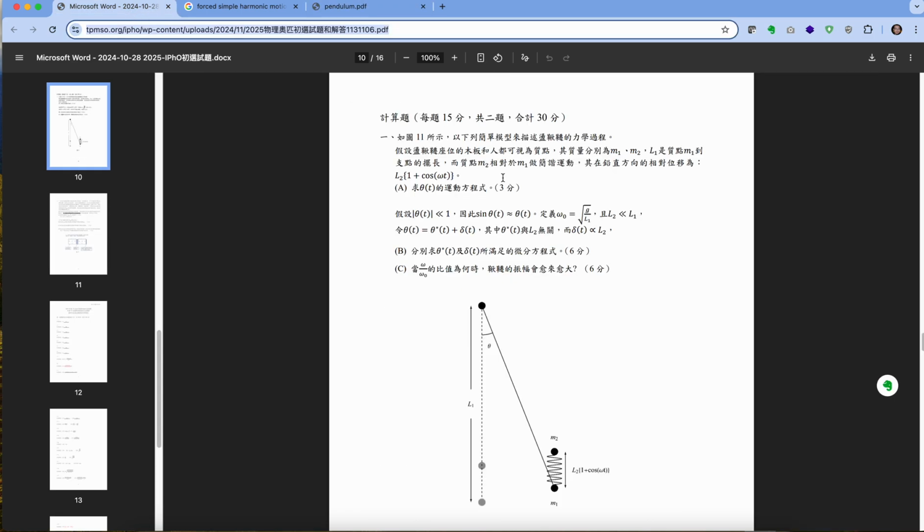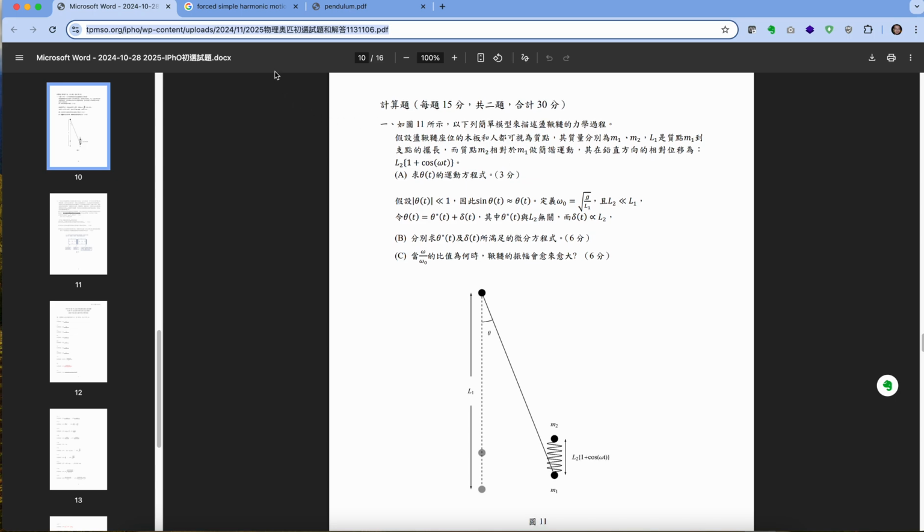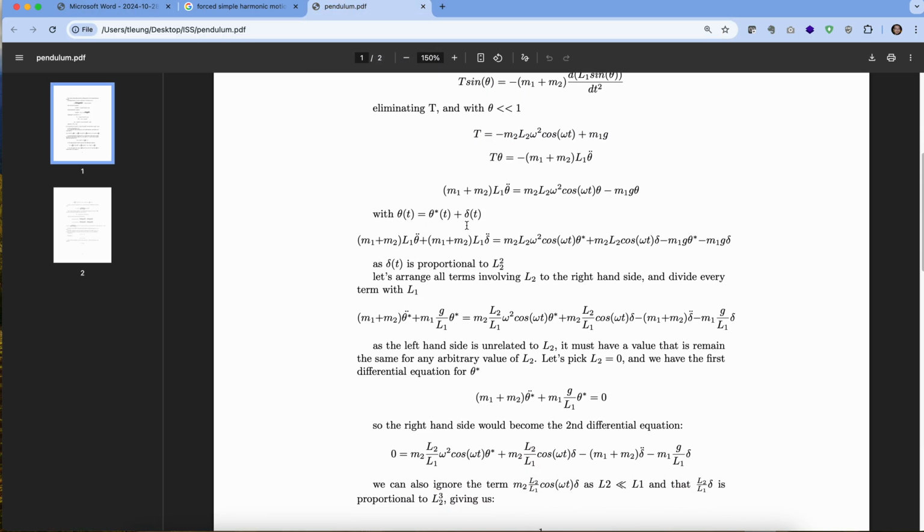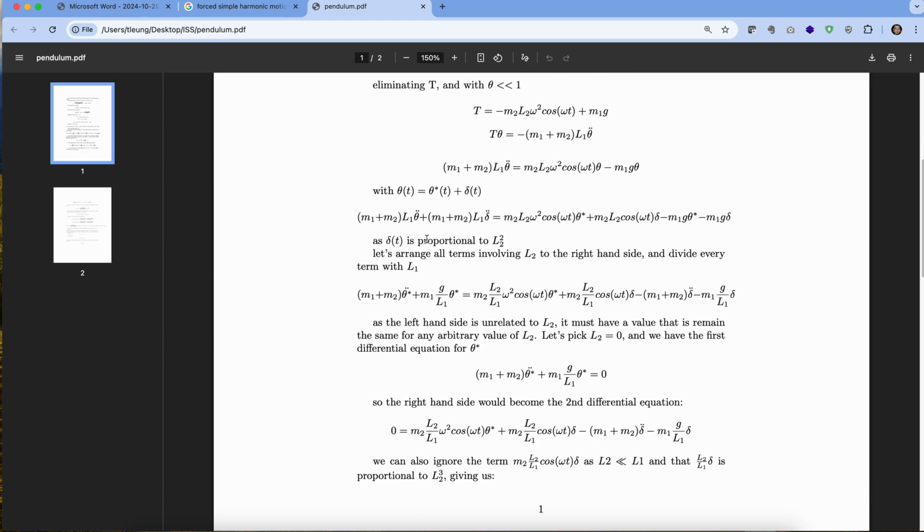Now, back to the question. Now that we know the equation of motion of theta(t), and following the hint, let's assume theta(t) equals theta star(t) plus delta(t), where theta star(t) is independent of L2, and delta(t) is proportional to L2. So let's go back to the solution. With theta(t) equals theta star(t) plus delta(t), here we have this one.